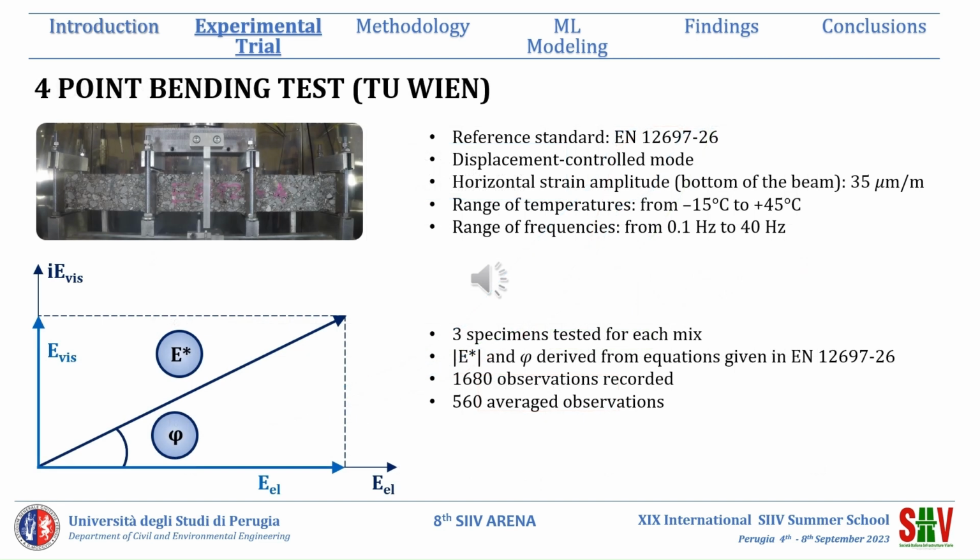An extensive 4-point bending test campaign was carried out to determine complex modulus values, expressed in terms of dynamic modulus E star and phase angle phi. Tests were performed in displacement-controlled mode at temperatures ranging from -15 to +45 Celsius degrees, and a frequency sweep from 0.1 to 40 Hz at each temperature. For each mix, at least 3 single specimens were tested, resulting in 1,680 observations recorded, but the results used in this study are mean values from the single tests, with a total number of records equal to 560.